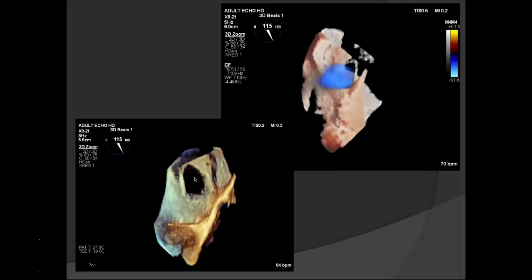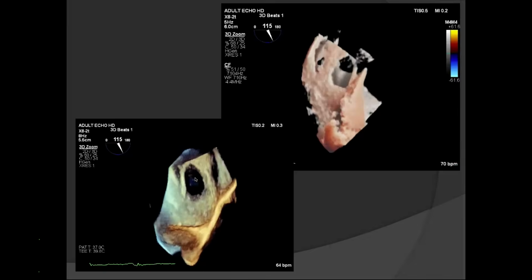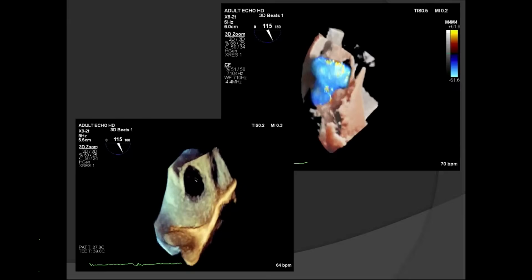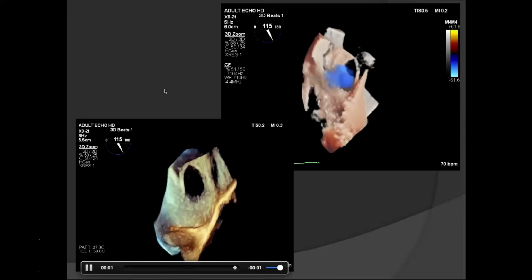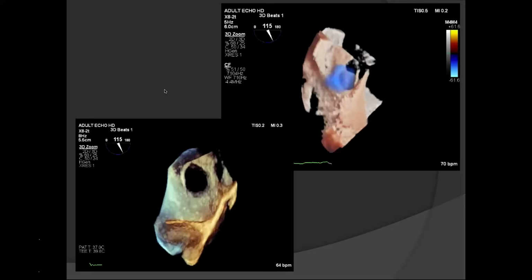And these are the 3D images. Again, the right heart evaluation can be complemented by 3D evaluation now. And for different indices, we also have RA volume, RV volume, which can be calculated by 3D now and reported.